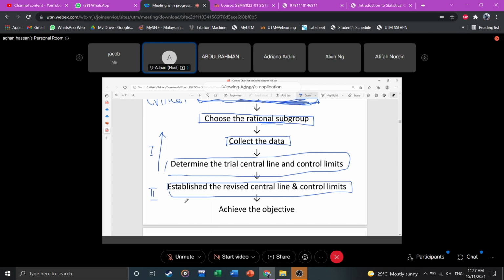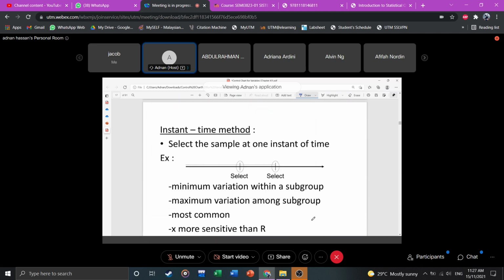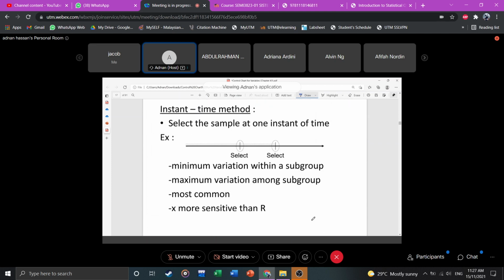Okay, so where we eliminate assignable costs and then we achieve the objective of improvement. So this is another way of showing this instant time period. You select everything during this period. Okay, so this we call instant time method. Select sample at one instance.